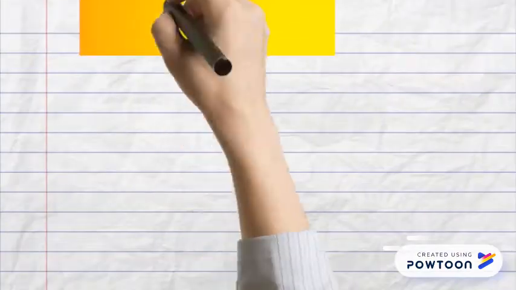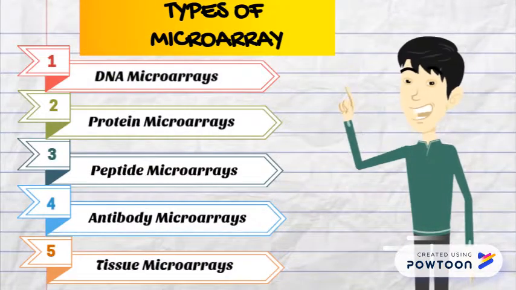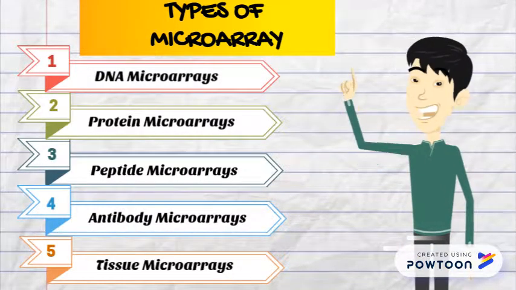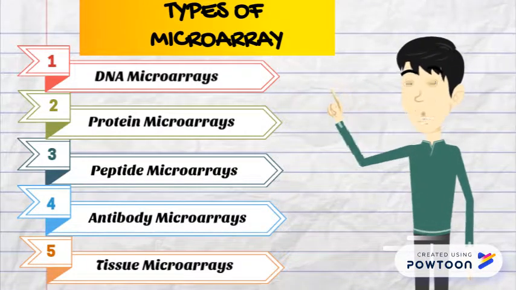There are many types of microarray that have been used in the study. For example, DNA microarray, protein microarray, peptide microarray, tissue microarray, and antibody microarray.